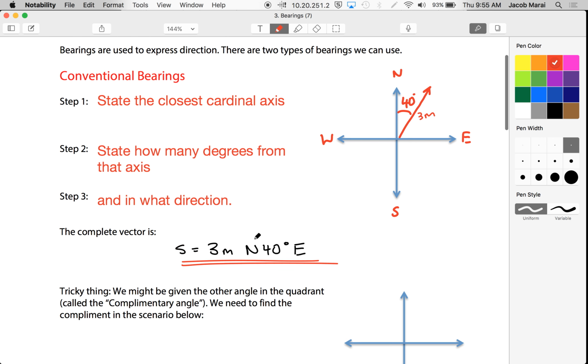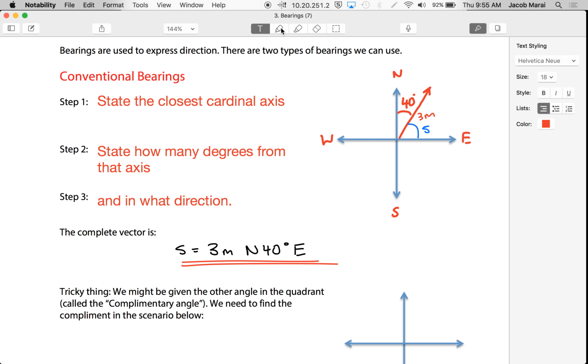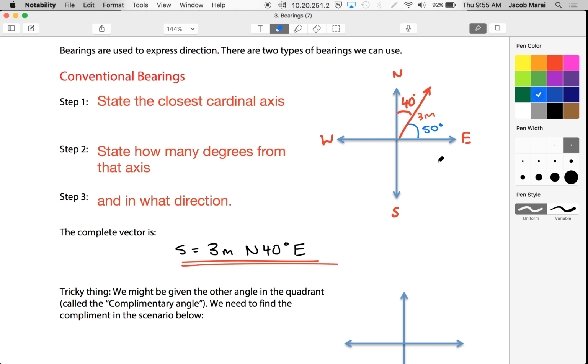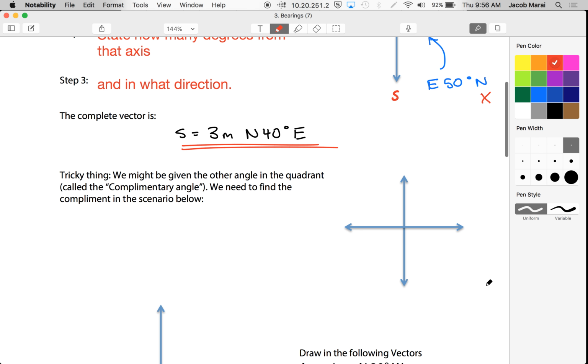Let's just go back up to this diagram. Using our knowledge of complementary angles, we know that if that's 40, then we could write 50 here. And so we could say that that vector is east 50 degrees north. But generally we want to simplify it. We want the simplest expression of direction. And in this case, 40 degrees is less than 50. So technically it's correct, but we always choose the closest cardinal axis first. So that's what we said.